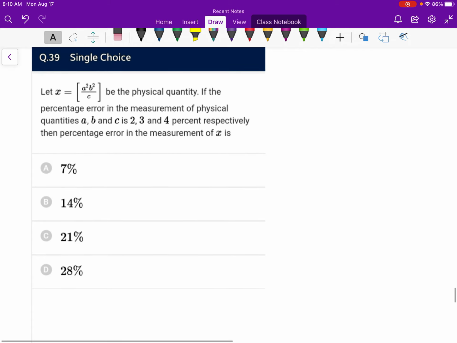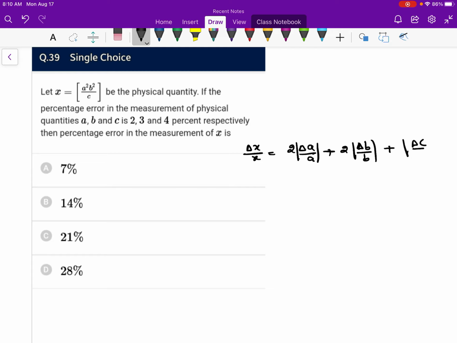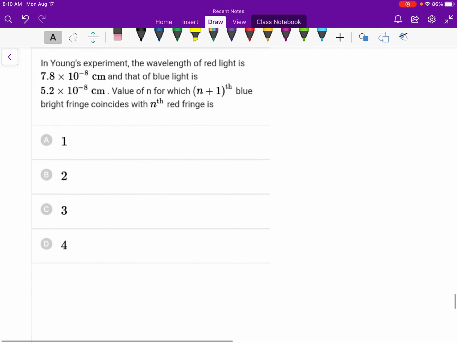X is this, then the percentage error in X. So delta X by X is twice of delta A by A plus twice of delta B by B plus delta C by C. So this is 2 into 2 plus 2 into 3 plus 4. So this should be 14%. So B is the correct option.